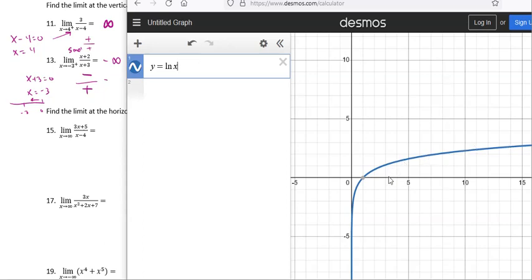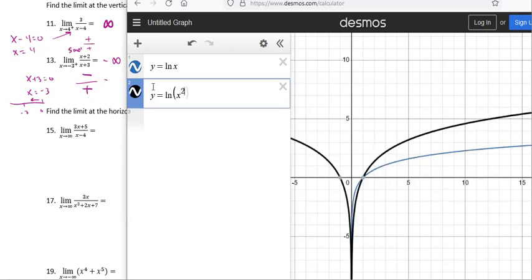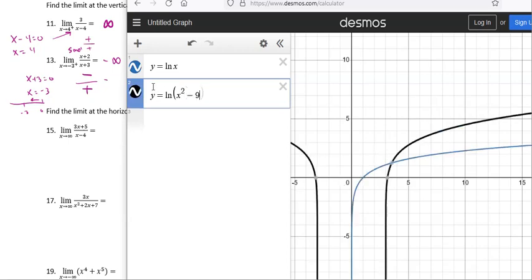So as we would be approaching 3 from the right, we know we can't have the negative, and we know we cannot have the natural log of 0. So let's see what our graph actually looks like so you can see it. There we go.